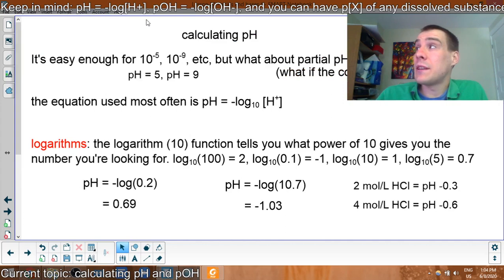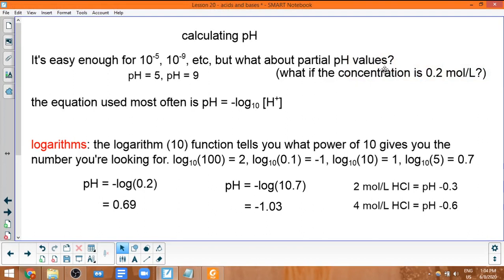So to calculate it, there's this thing up here. pH is the negative log of H+. It's easy for something like 10 to the negative 5, that's a pH of 5. 10 to the negative 9 is a pH of 9. But partial pHs are a little bit more interesting. What if the concentration is 0.2? 0.1 would be a pH of 1. 1 mole per liter would be a pH of 0. But 0.2 is going to be somewhere between 0 and 1.